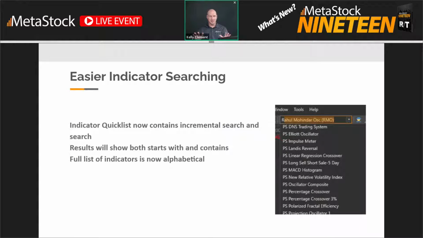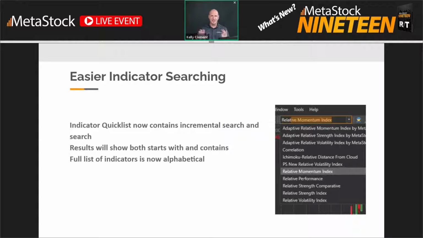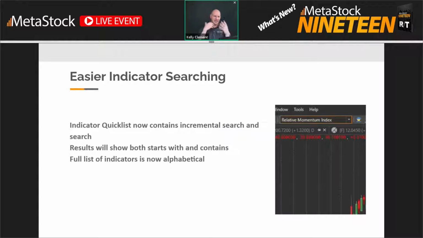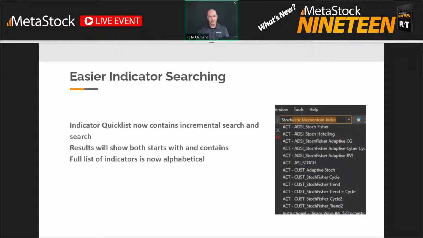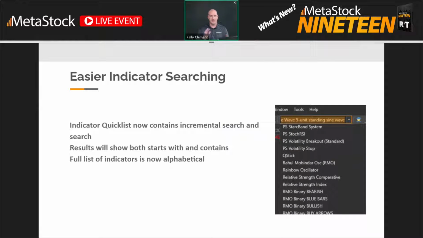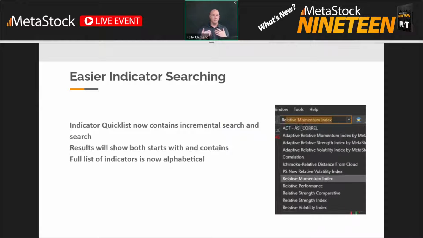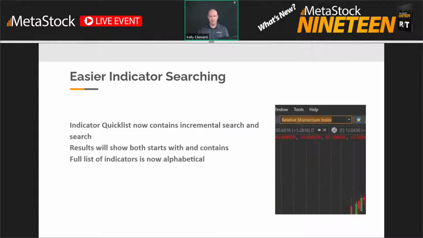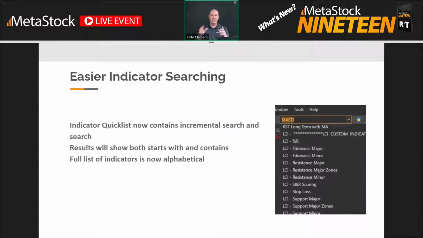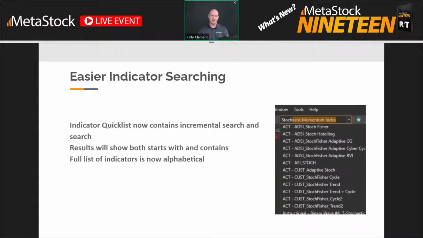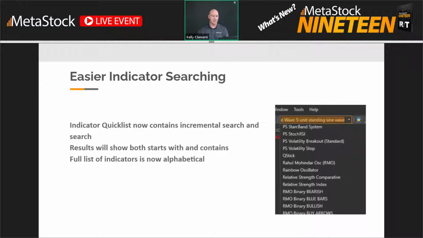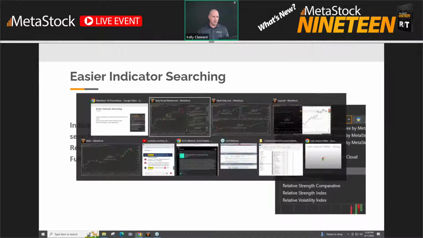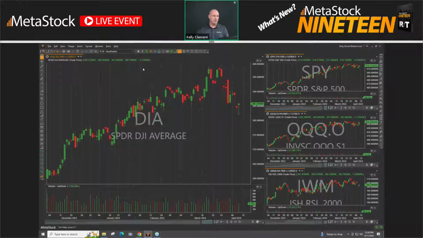Easier indicator searching. One of the things in MetaStock that people complained about is getting to the indicator that they want. In MetaStock 19, and you're going to see this in a lot of different things we talk about, we've really tried to bring search to the forefront, making things easier to find. That's in a lot of different aspects of MetaStock 19, and you'll find that as we go through this presentation. So let's say we want to look for an indicator.